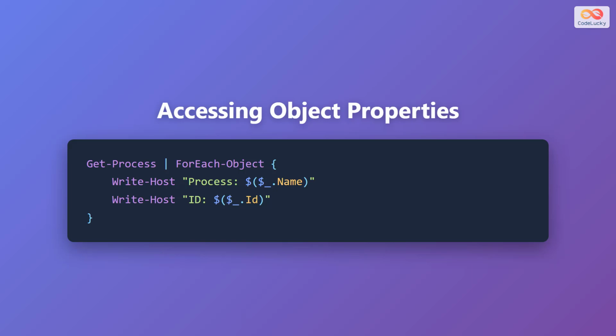The real power of these variables comes when working with complex objects. In this example, we're using Get-Process to retrieve all running processes on your computer. Each process object has multiple properties like name and ID. Inside the ForEach-Object script block, we access these properties using the dot notation. $_.Name gives us the process name, and $_.Id gives us the process identifier. This allows us to extract and display specific information from each object.